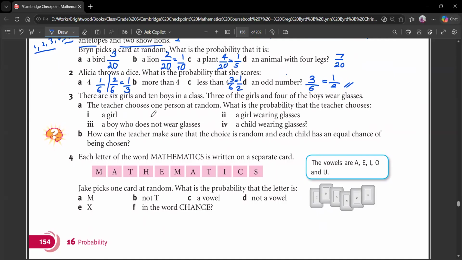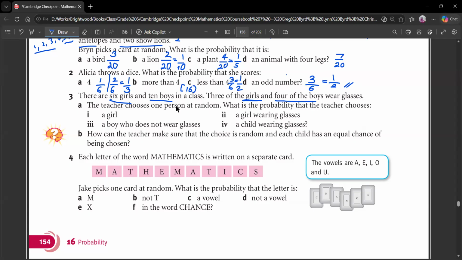There are six girls and 10 boys in the class. Altogether 16. Three of the girls and four of the boys wear sunglasses. The teacher chooses one person randomly.